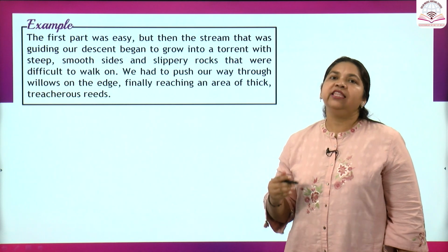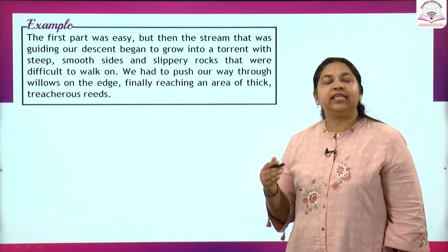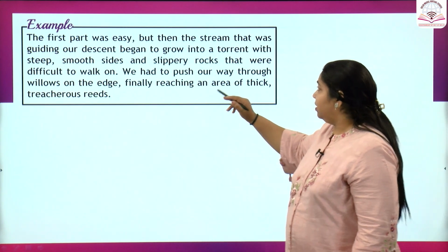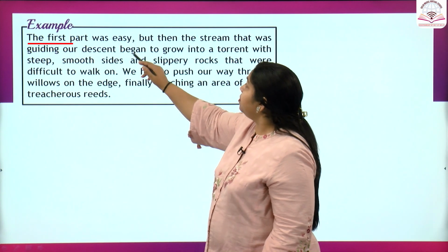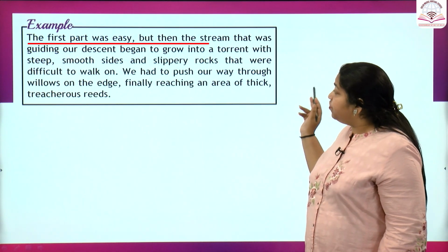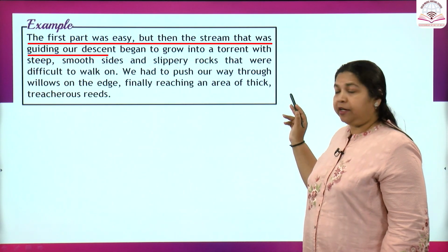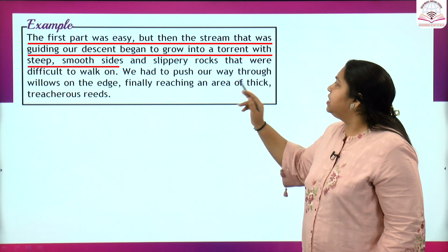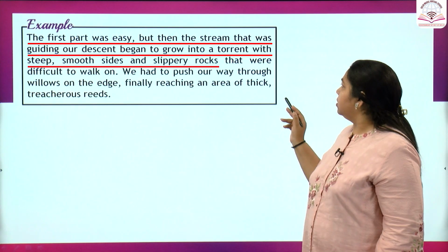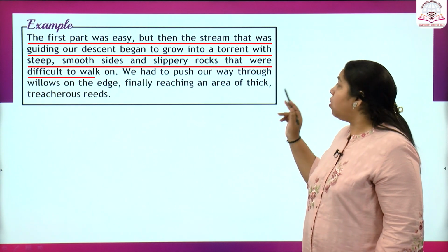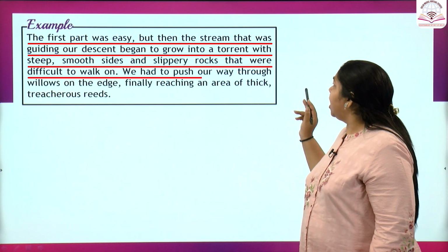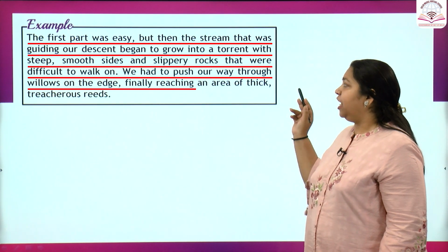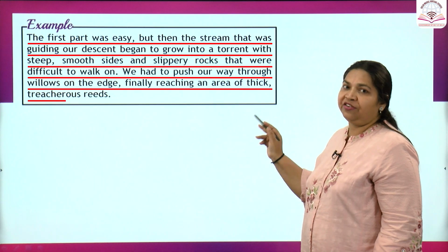Now let's try these 3 steps with the example of a travelogue. It is an extract from a travelogue. Let's read this. The first part was easy, but then the stream that was guiding our descent began to grow into a torrent with steep, smooth sides and slippery rocks that were difficult to walk on. We had to push our way through willows on the edge, finally reaching an area of thick, treacherous reeds.